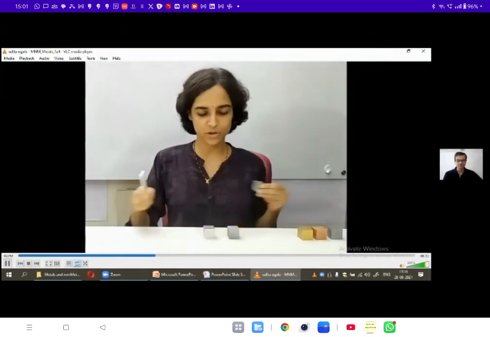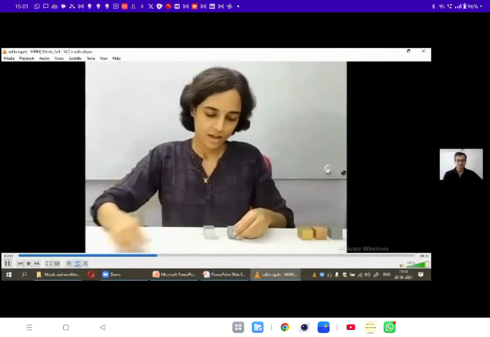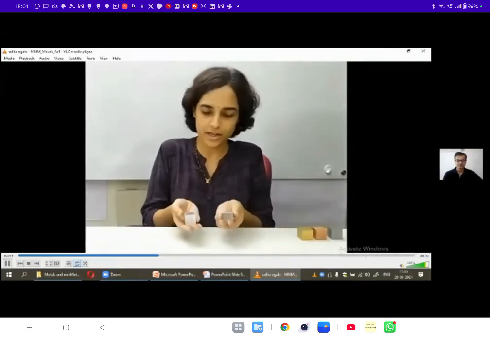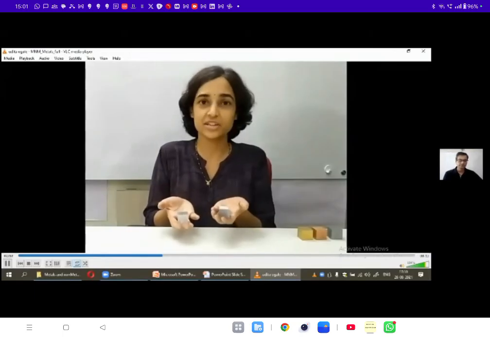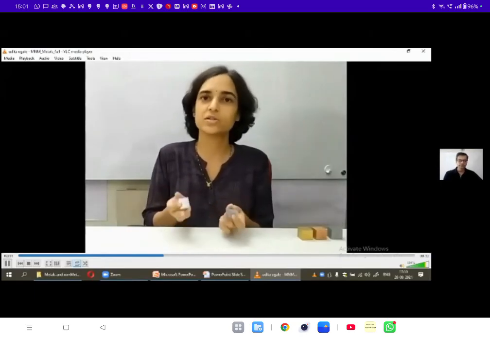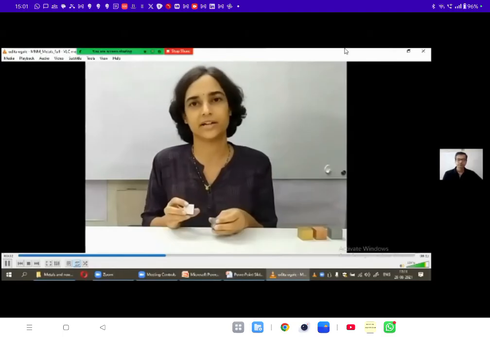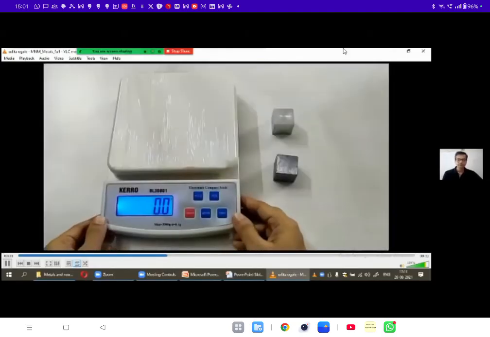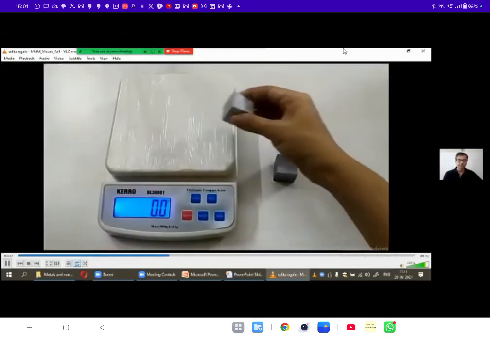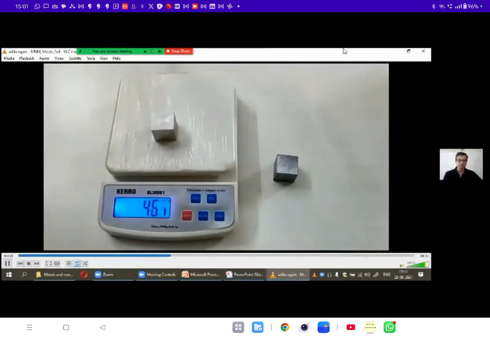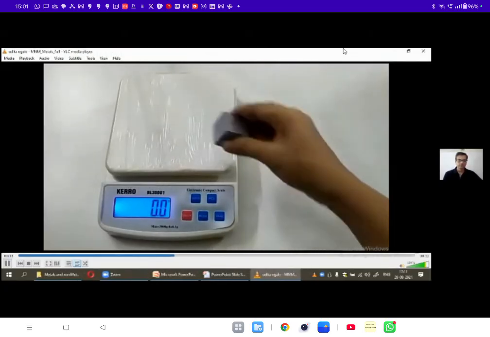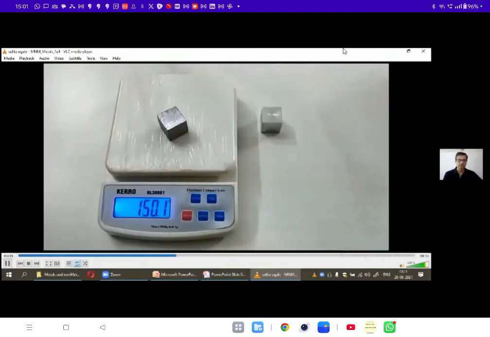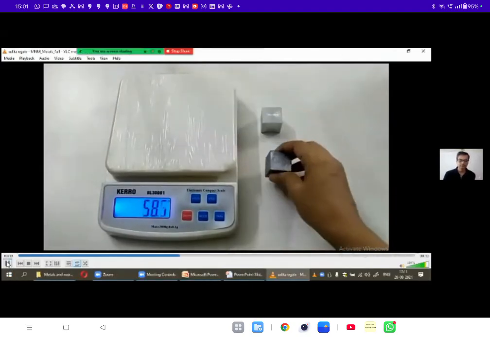Now we have 2 more cubes here. If I hold them in my hand, I can feel that this aluminium one is very, very light, and this lead one is quite heavy. So now we will use a digital balance and check their weight. So here we have a digital balance. This is the aluminium cube. Its weight is 45.6 grams. And this is the lead cube. Its weight is 161.7 grams. Quite heavy compared to the aluminium cube.